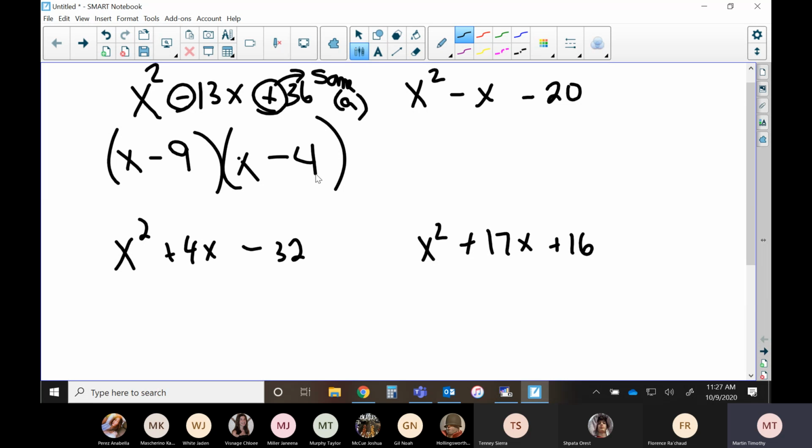Kids mix those up. Does that make sense? Don't mix those questions up. You don't have to worry about the bigger number when they're both the same sign. You only have to worry about the bigger number when they're different signs. Yes?